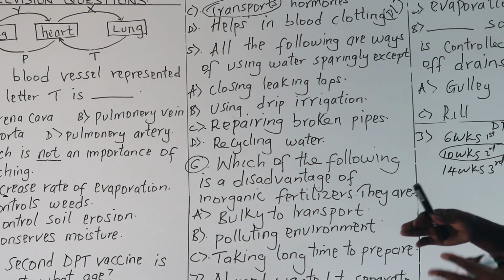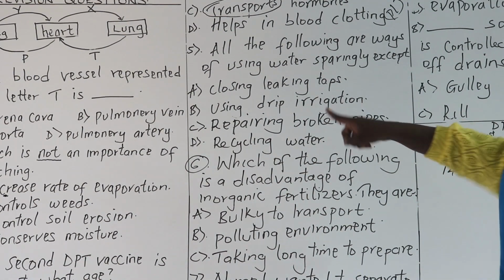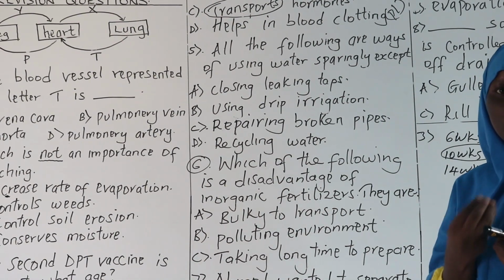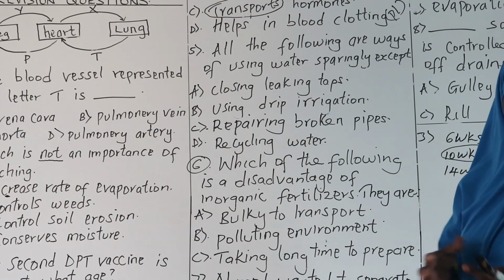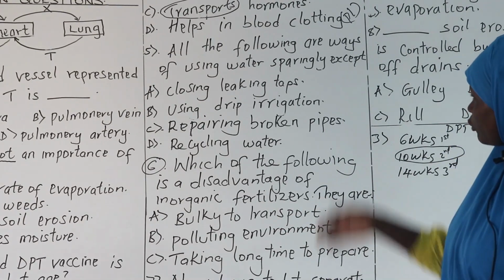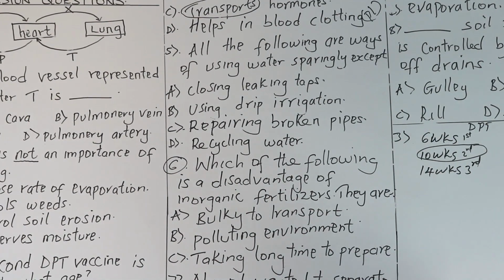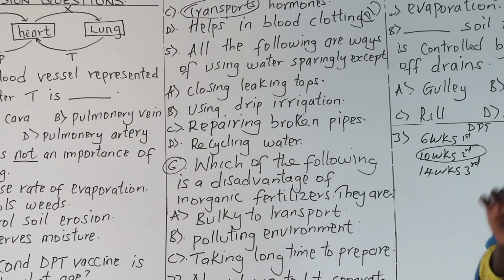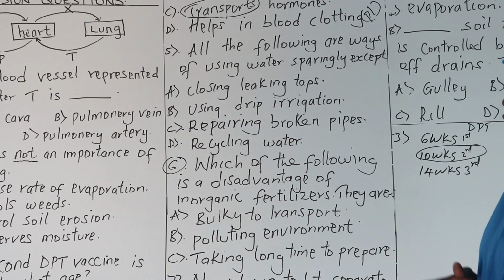But each and every way has small ways of conserving water under it. For example, we have using water sparingly. This is using water in small amounts. Just take the one enough for you. Don't take excess to waste it. Now check here. Which ones are ways of using water sparingly? A, closing leaking taps. When the taps are not in use, close them tightly such that water is not dropping down, because that water is going to waste.